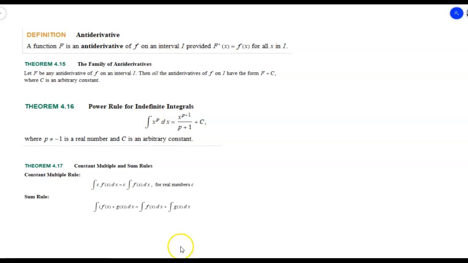Hey everybody, this is Mr. Beckstrom, and today we're going to take a look at section 4.9, and this is finally when we're going to get into integrals for this course. So we first define them as antiderivatives.